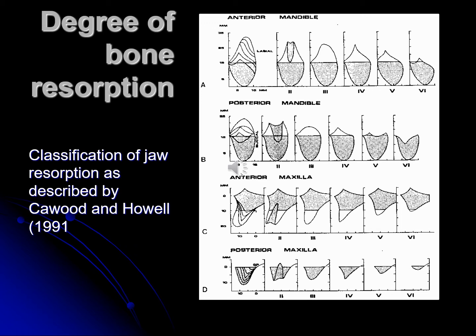Class 6, we don't have enough bone to receive our implant. We have depression, insufficient height, insufficient width, and we have depression in the bone in this area.